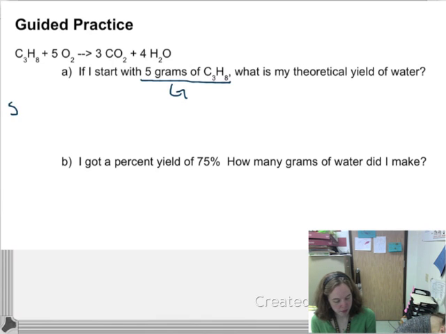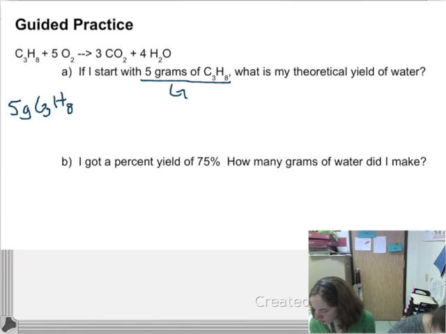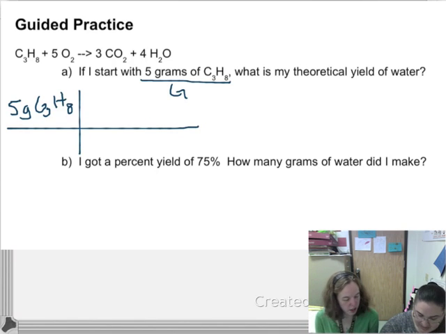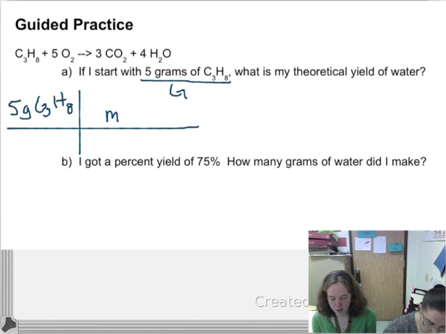Try to write way over here, because these are long. 5 grams C3H8. Okay. So then we're in grams. We need to get to moles. So we're going to have to use our molar mass. My molar mass for C3H8 is 44.11.